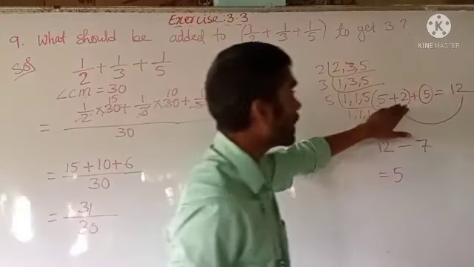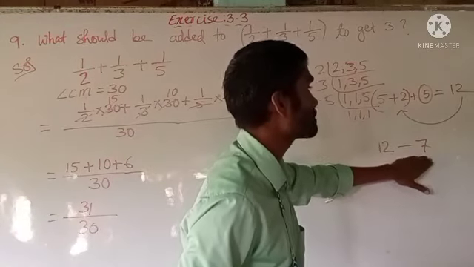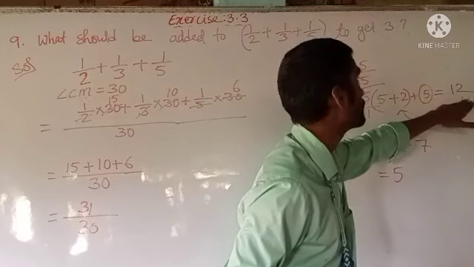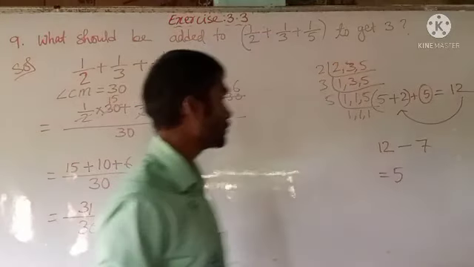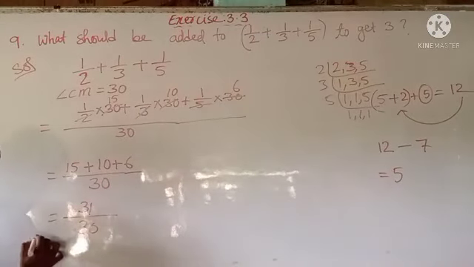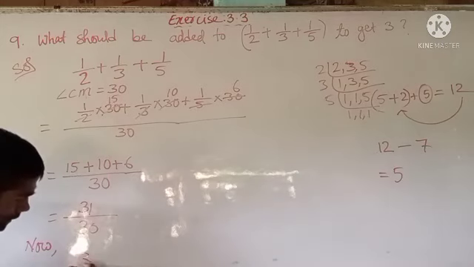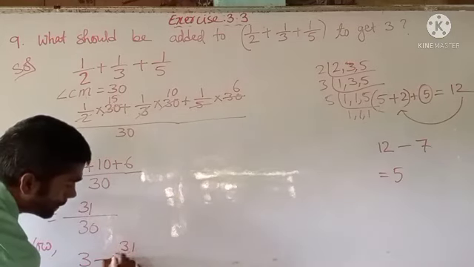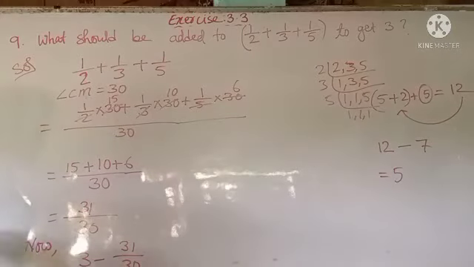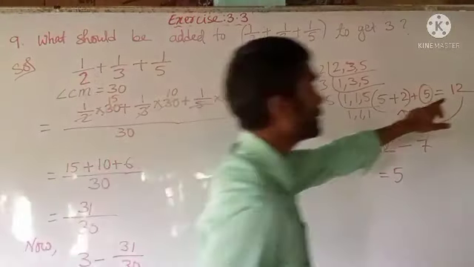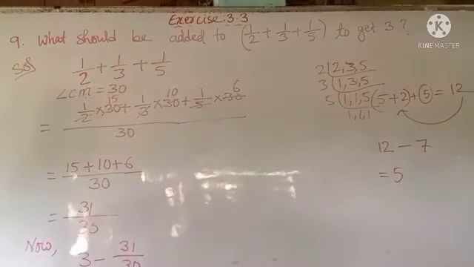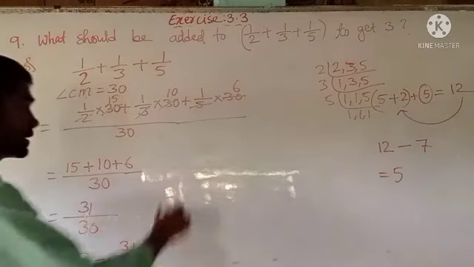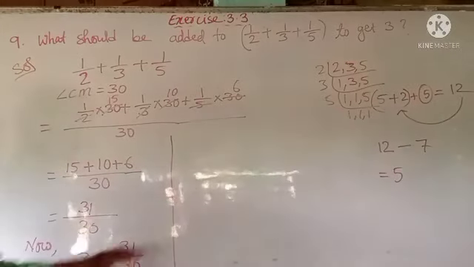Now, as I have said, what we have added, that we have to subtract from the result, that is 12. So we will subtract whatever we have added from these three. So we will now write 3 minus 31 by 30. That means the total we have taken is 12, so 12 minus what we have added. The same thing: 3 minus what we have added and got, that is 31 by 30. So let us write it.